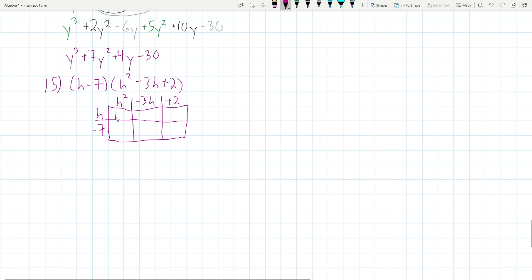H and h squared makes h cubed. H and negative 3h makes negative 3h squared. H and 2 is 2h. Negative 7 and h squared is negative 7h squared. Negative 7 and negative 3h is 21h. Negative 7 and 2 is negative 14.